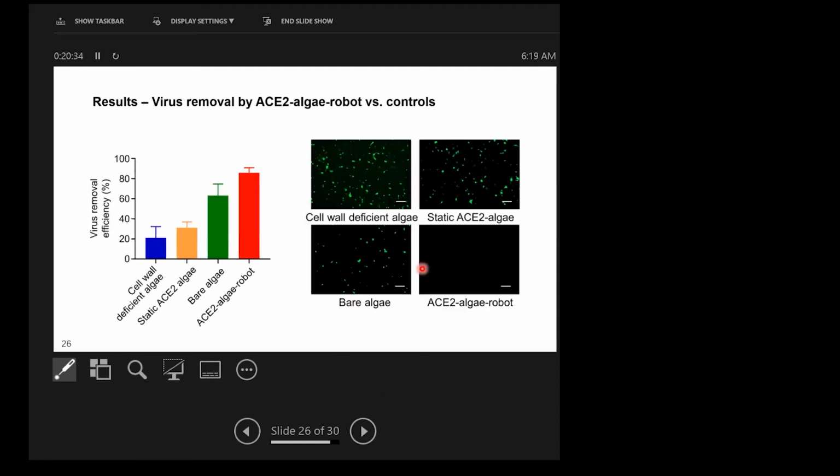And this ACE2 algae offers a significant improvement in the removal of the SARS-CoV-2 pseudovirus compared with the control groups, including static ACE2 algae, the bare algae without ACE2 receptor functionalization, and also the cell wall-deficient algae. We can see that after robot treatment, the virus can be removed by more than 90%, compared with the other three groups, which have only around 20% to 60%.